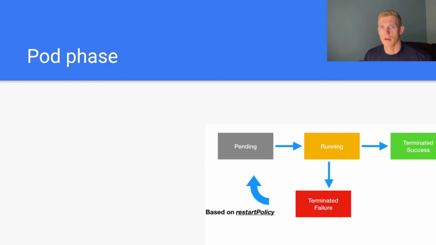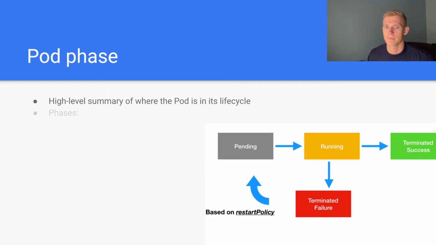First of all, when we talk about the lifecycle of a pod, we need to understand pod phase, which is one of the key fields in the API that is used to dictate the current point in the lifecycle that the pod is in. So it gives us a high level summary of where the pod is in its lifecycle. And these are the pod phases.